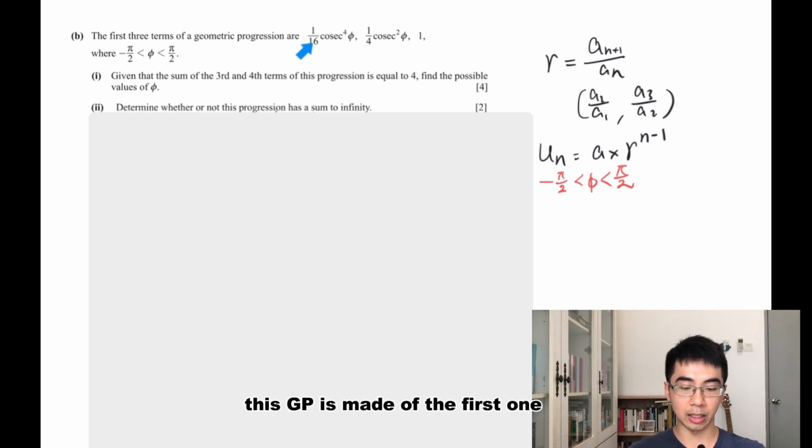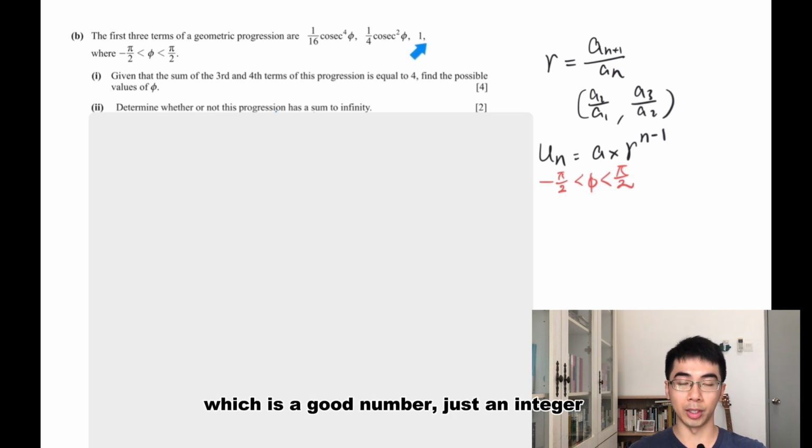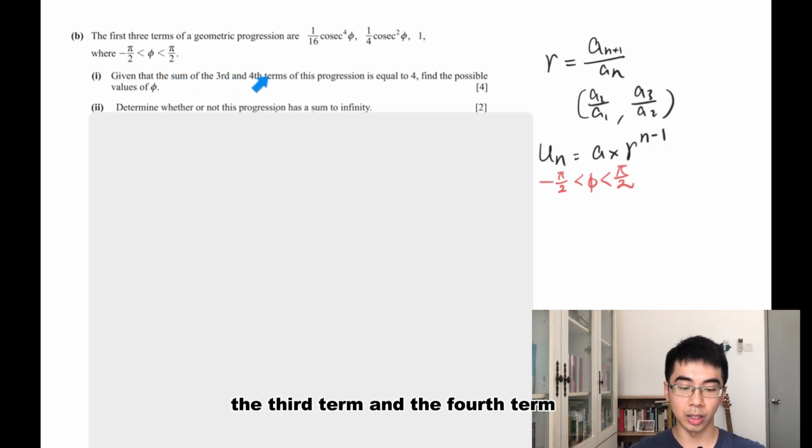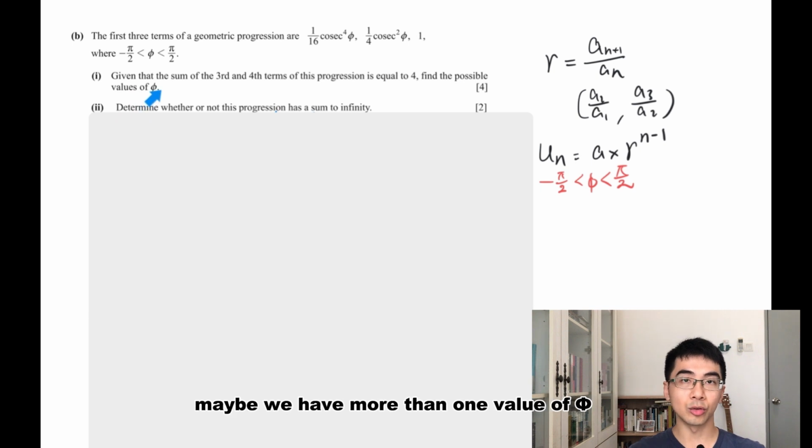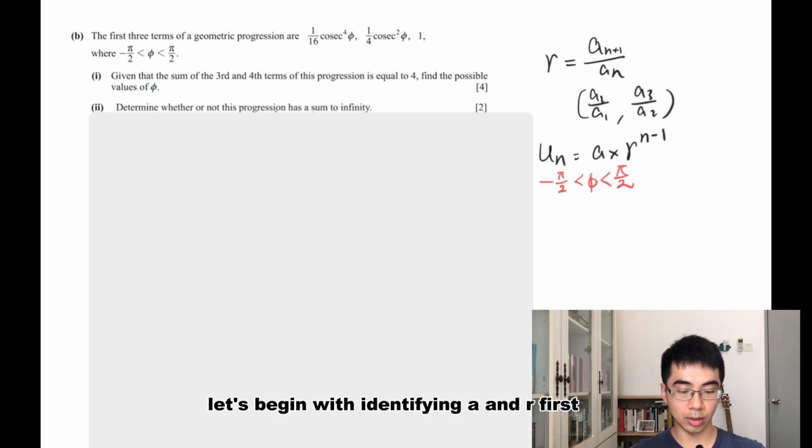This GP is made of the first term 1 over 16 cosecant phi to the power 4, and then 1 over 4 cosecant phi to the power 2, and then the third term 1, which is a good number, just an integer. We also know that the sum of the third and fourth terms, just 2 terms, is equal to 4. We need to find the possible values of phi. So maybe we have more than one value of phi. Let's begin with identifying a and r first.